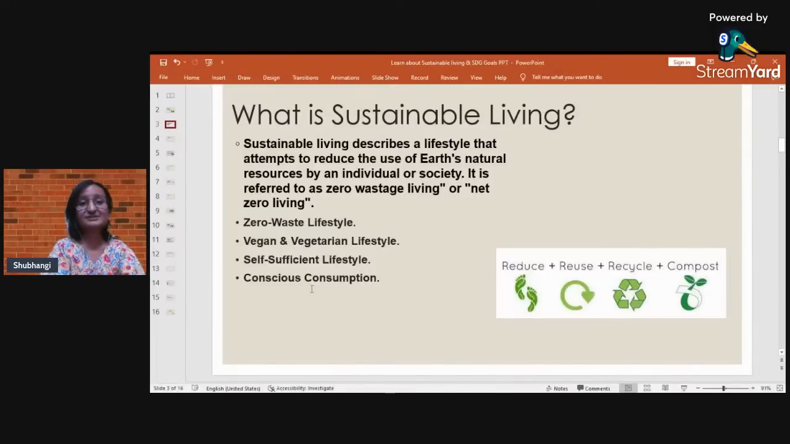Again, I said, self-sufficient lifestyle and conscious consumption are almost the same. We should consciously consume things, and we should also take care of how we are purchasing, and how we are giving it back to nature. I can give you one example: whenever I buy a small shampoo bottle, or maybe a lotion bottle, I never buy it again.